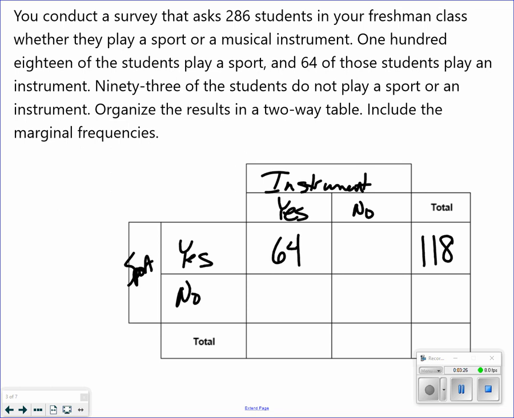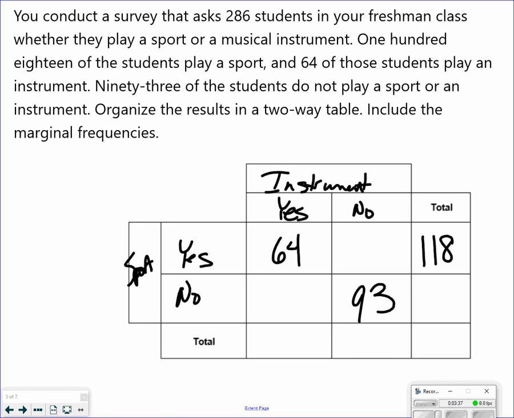93 of the students do not play a sport or an instrument. So they're no and no. And so that was 93. No sport, no instrument. And remember, there was 286 people total that were surveyed. So there's the information that we know from the paragraph. Now, you need to fill in the blanks with the missing information. Remember, 118 people total were surveyed that said yes to a sport.